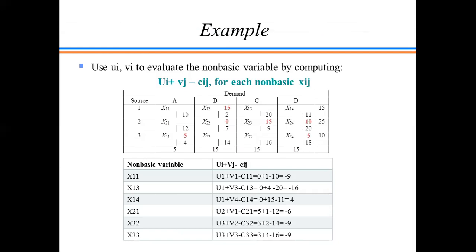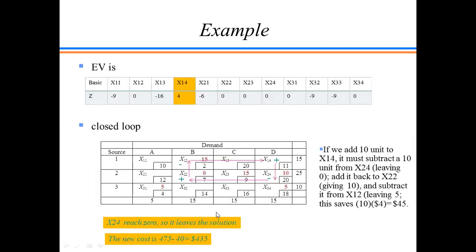But as you can see in the table, there is one variable that has a positive value. That is why it's not optimum yet. And the entering variable is x14, because no more positive, so this is the only positive. X14 will become the entering variable. You can see here. After that, we need to construct the closed loop. Start from x14, start from here, and end at this one.